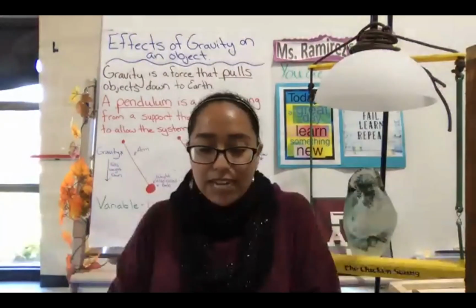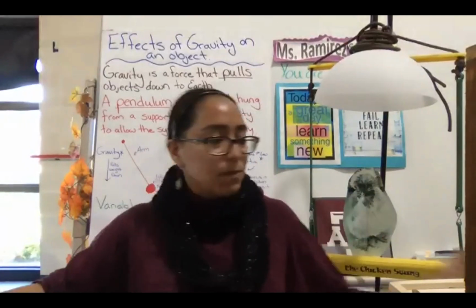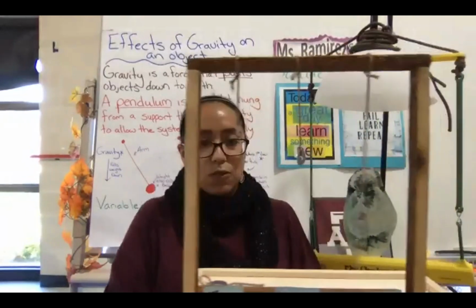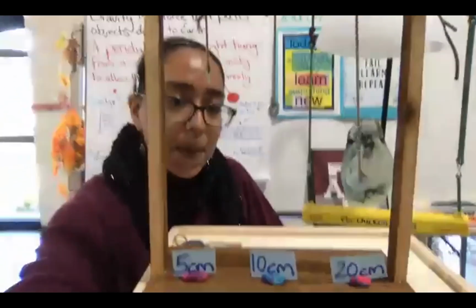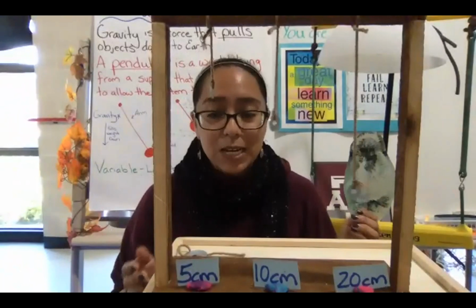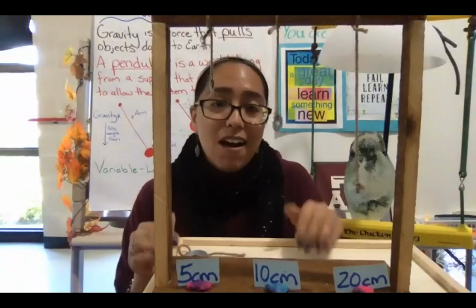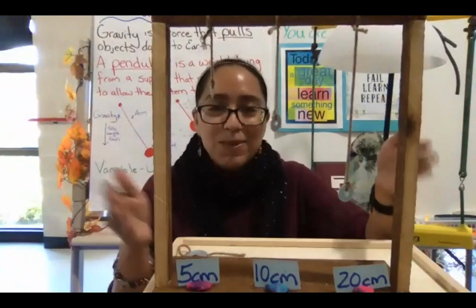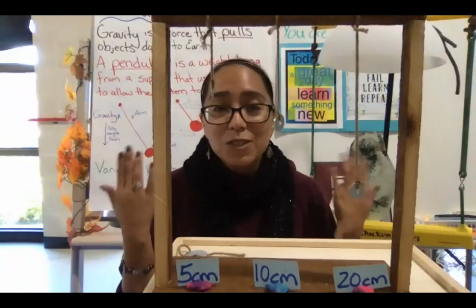So let's take a look at an example of a pendulum. So I'm going to slide my little pendulum box over here. So here's a pendulum. You guys know pendulums. Think about your playground. What would be an example of a thing that you play on at the playground that resembles a pendulum? So a swing.